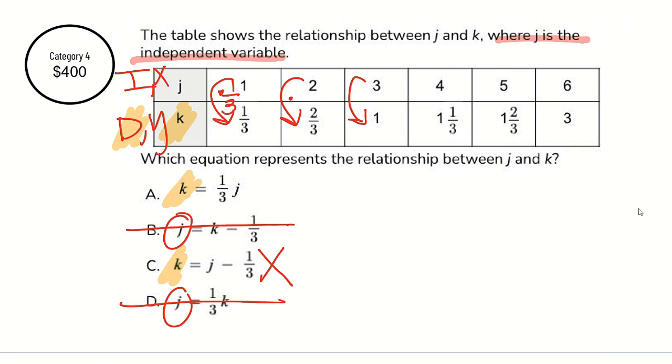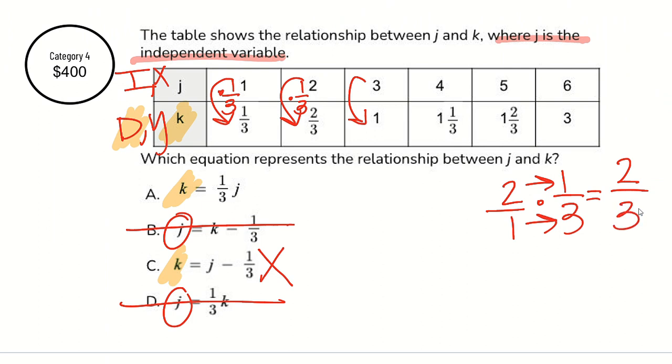Does it work for this one? Yes. 2/3. If I have 2 times 1/3, multiply tops by tops, bottoms by bottoms. 2 times 1 is? 2. 1 times 3 is? 3. Yay, that's what we want. So it looks like A is our answer. Whoop, whoop. Use your answer choices.